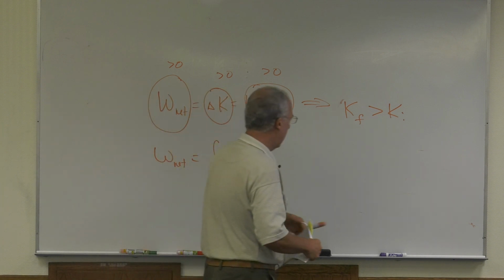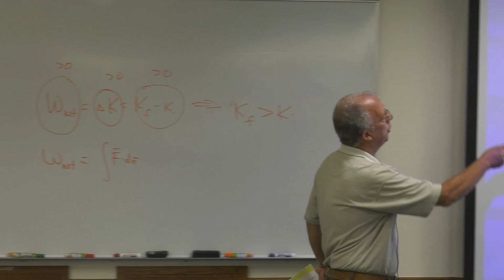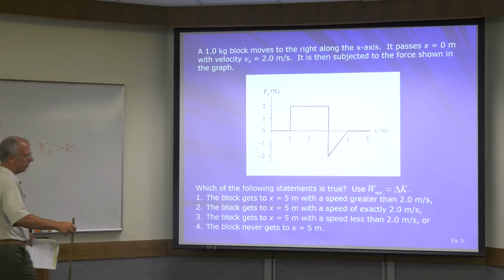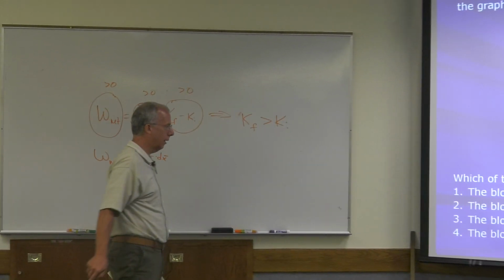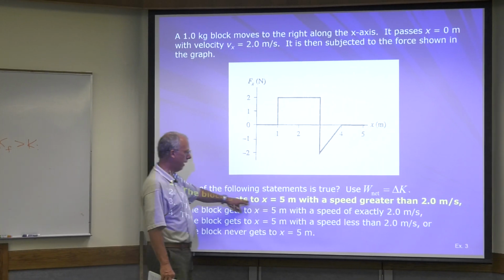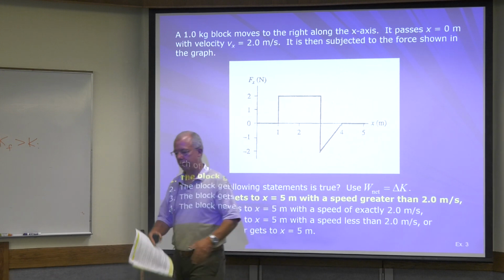So initially it was going at 2 meters per second. Since it was positive work, it goes faster than 2 meters per second. So the answer is that one, right? The block gets to x equals 5 meters with a speed greater than 2 meters per second.